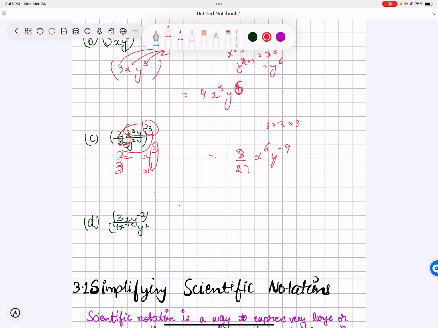So in this we have y squared and y over y squared. If we subtract that, we get y to the 2 minus 1, which is y to the 1. And then if we multiply that by minus 3, we get minus 3y. That is our final answer.